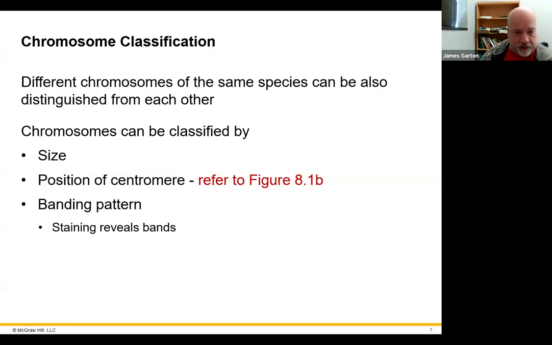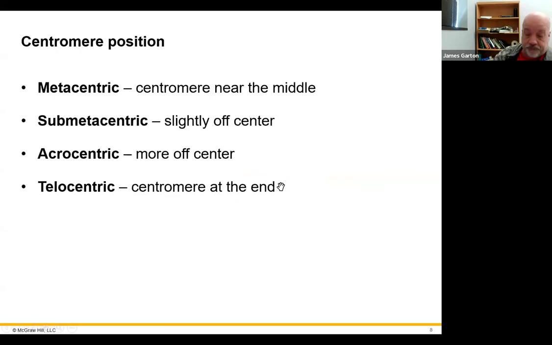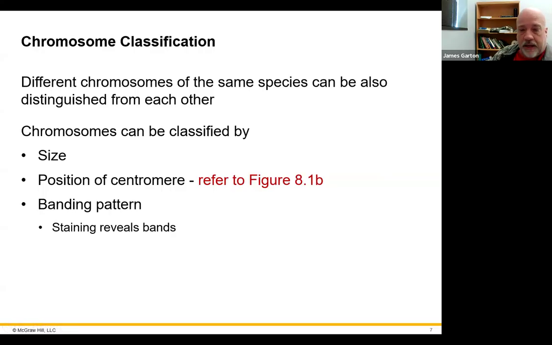Every chromosome will have a centromere, which is more or less a little position somewhere down the length of the chromosome. And this centromere might be more or less in the middle. It might be off center. It might be very off center, or it might be what they call a telocentric centromere. It's at one end.